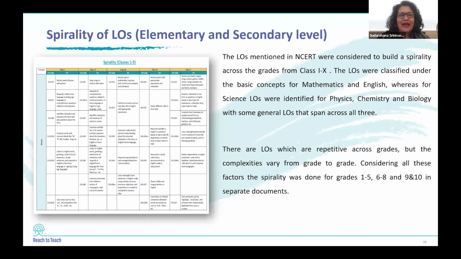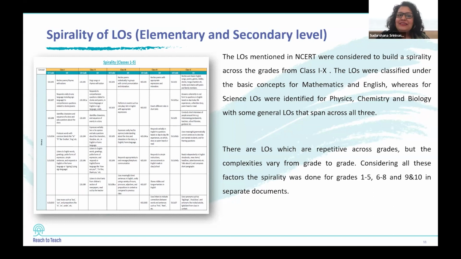So we created that spirality just to get a visual sense of how learning levels are gradually increasing from classes 1 to 10. The learning outcomes were classified under the basic concepts for maths and English. For maths, it was, of course, topic-wise: operations, fractions, etc. For English, it was the competencies. We had oracy, which is your speaking and listening. We had grammar, reading, writing.